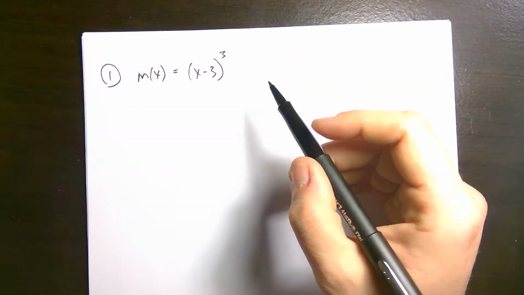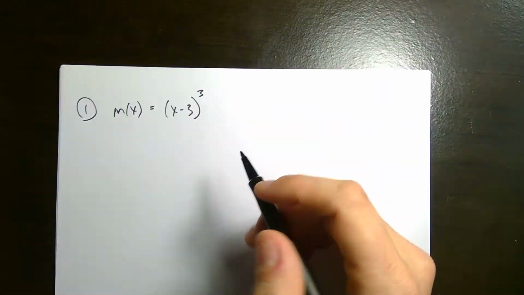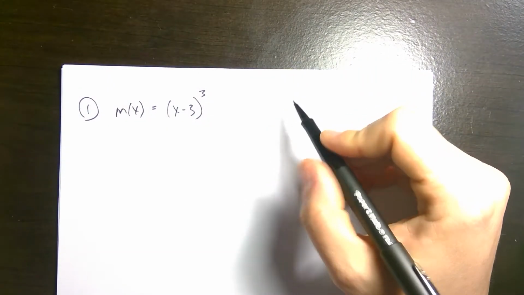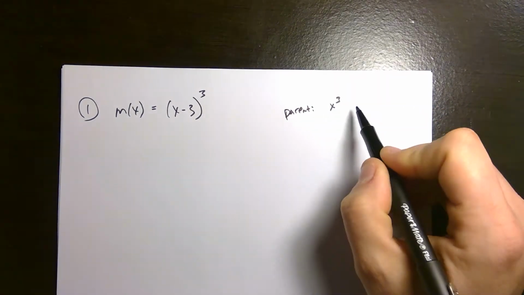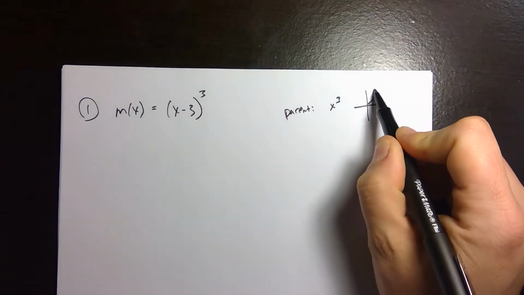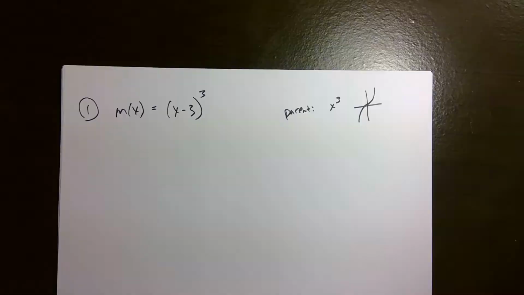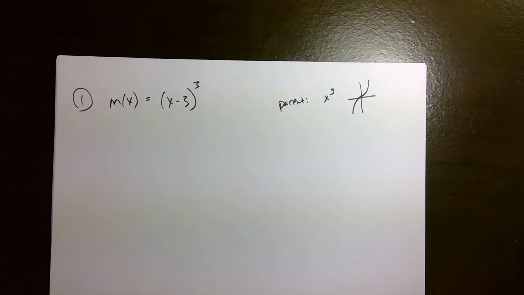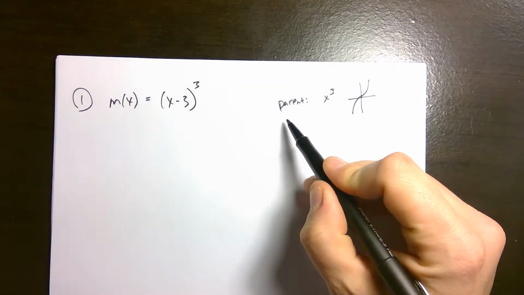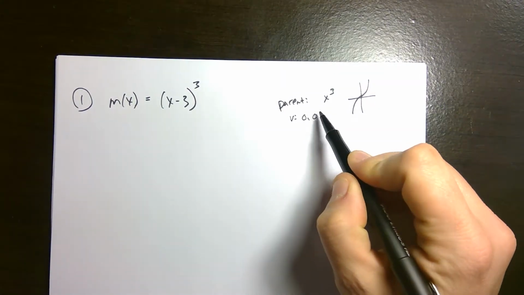And so the first thing that we need to do is take a look at this thing and say, okay, well, based on what I've been given, my parent function is x to the third. And it's our duty to know that that's going to look something like this. And so we're going to look into our function and we're going to see what transformation is happening. We also know that our parent function has a vertex of 0, 0.